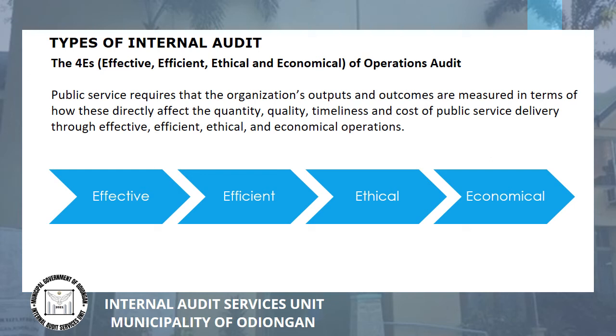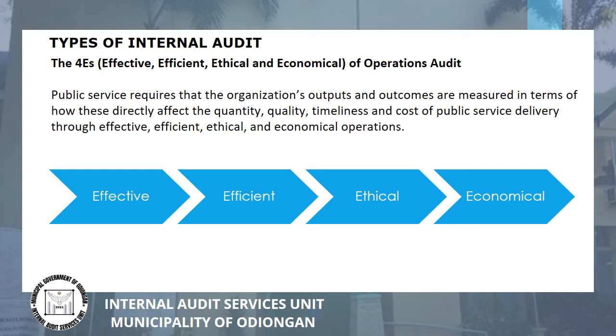The 4 E's of operations audit: efficient, effective, ethical, and economical. Public service requires that organization outputs and outcomes are measured in terms of how they directly affect the quantity, quality, timeliness, and cost of public service delivery through effective, efficient, ethical, and economical operations.